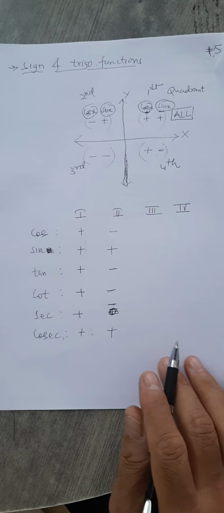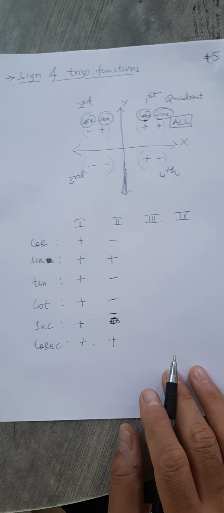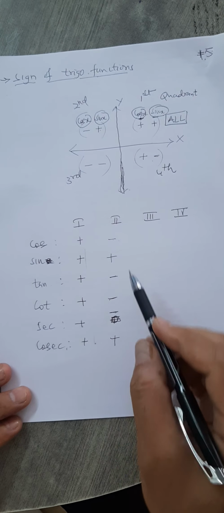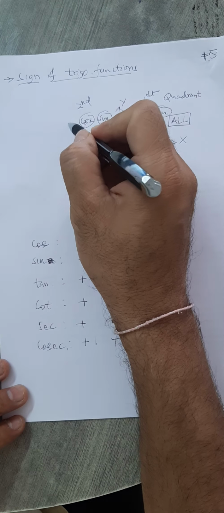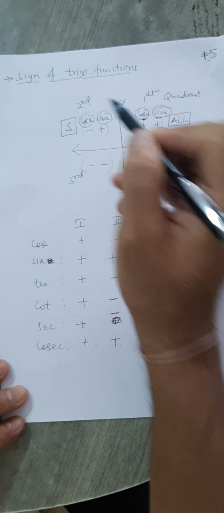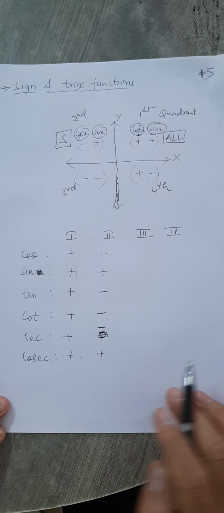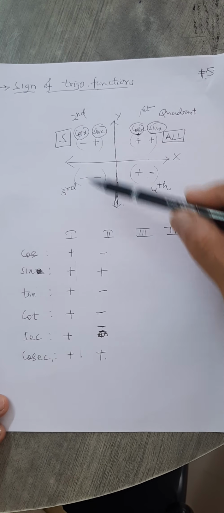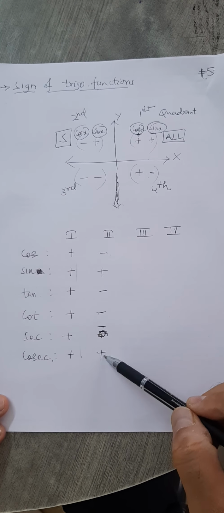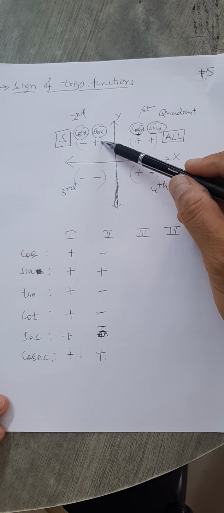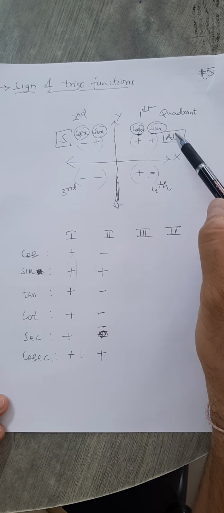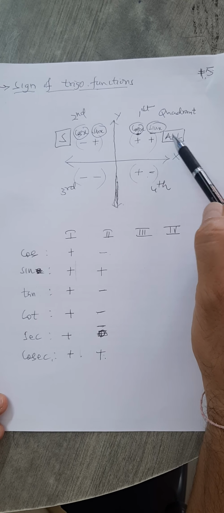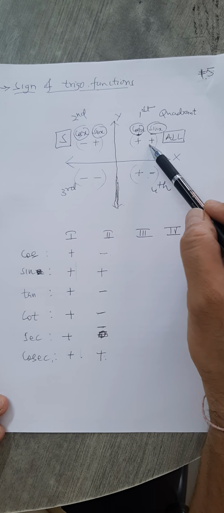Cosec is the reciprocal of sine, so it is positive. So which functions here are positive? Sine and its reciprocal. So we use S here. S stands for sine and its reciprocal. So sine and cosec are positive, remaining all are negative. All S. All means all trigonometric functions are positive in the first quadrant.